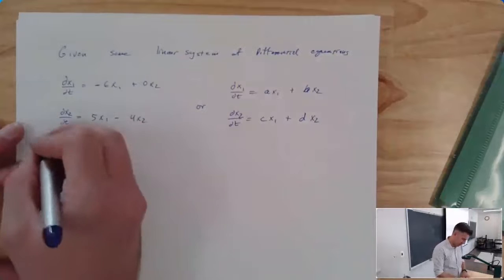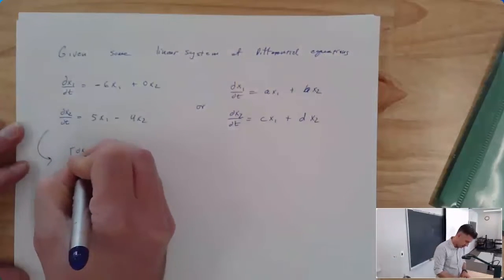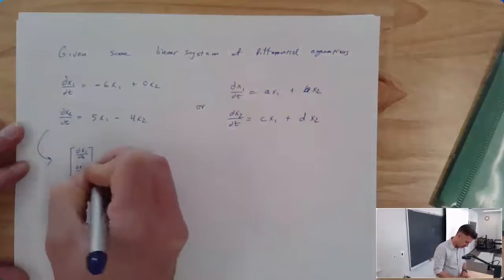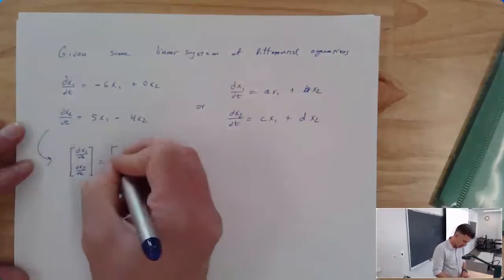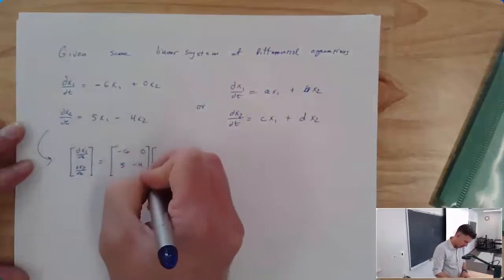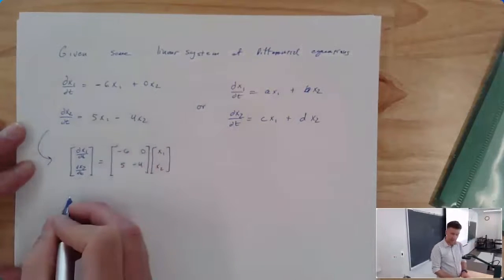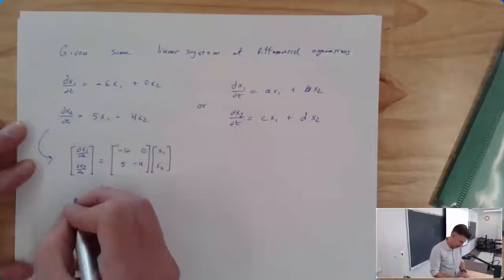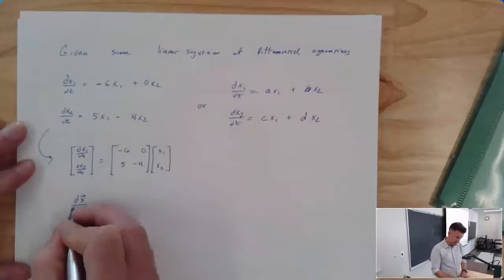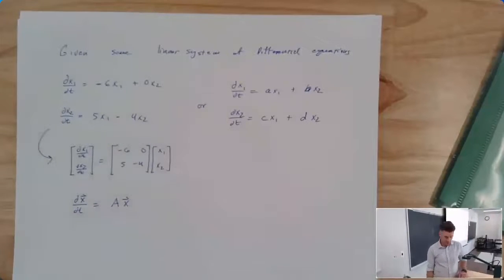So we could write this first one as the vector dx1/dt, dx2/dt equal to the matrix -6, 0, 5, -4 times our variable. Or you can even write this more compactly as just dx/dt, we're taking the derivative of the vector, and it's equal to A times x.